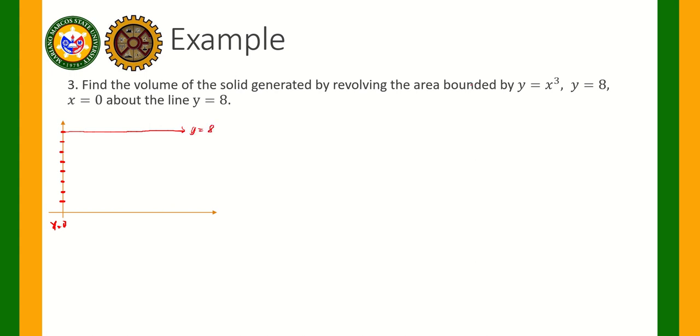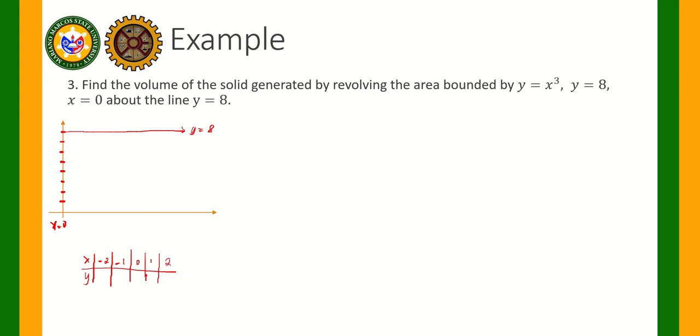Now for our graph, si y equal to x cubed, let's try to plot it. So we have values for x, tapos there will be values for our y. So, dito na lang natin ilagay, x and y. So, if our x is negative 2, negative 1, 0, 1, and then 2. So, let's try those 5 values for x.